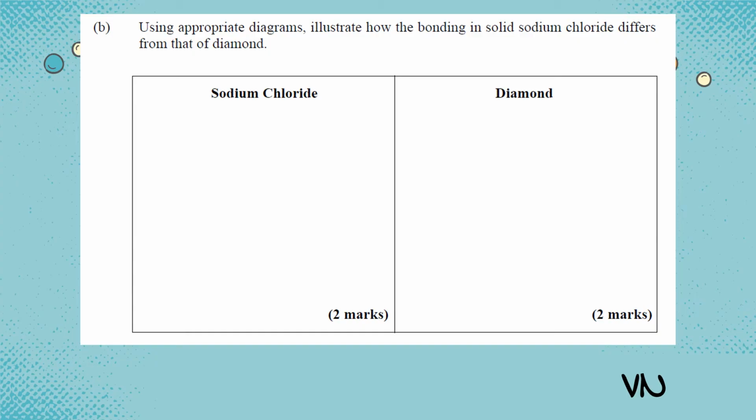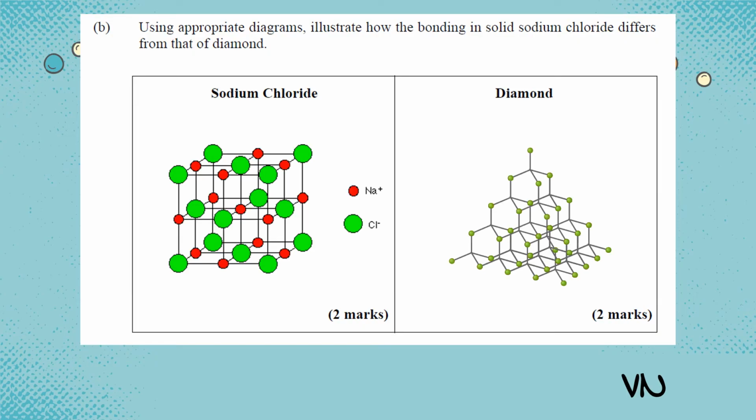Part B of the question says, using appropriate diagrams, you are to illustrate how the bonding in sodium chloride differs from that of diamond. So in sodium chloride, you're expected to mention that we have ionic bonding, whereas in diamond we have covalent bonding, and you're to draw the diagrams as shown on the screen.